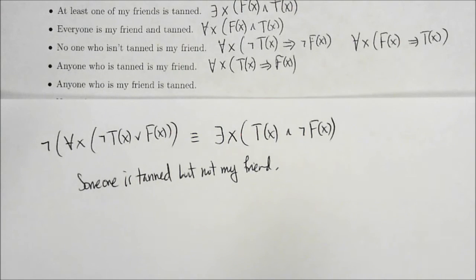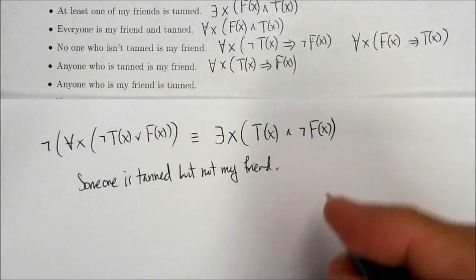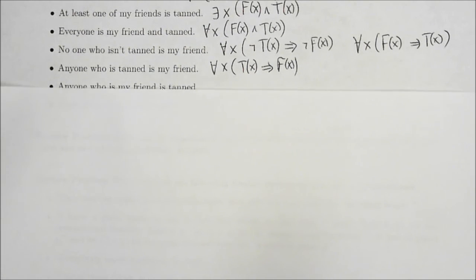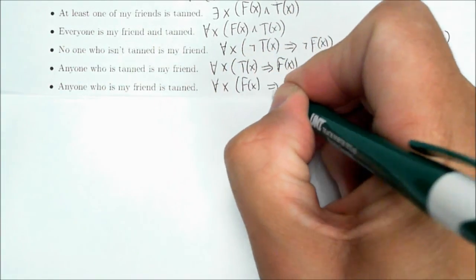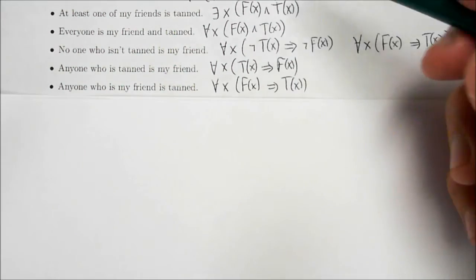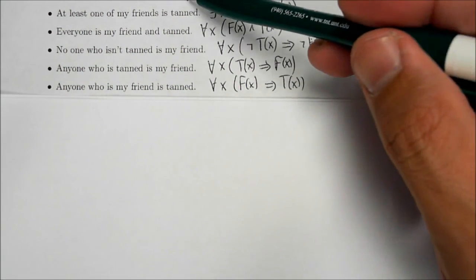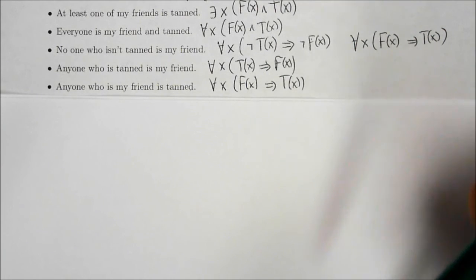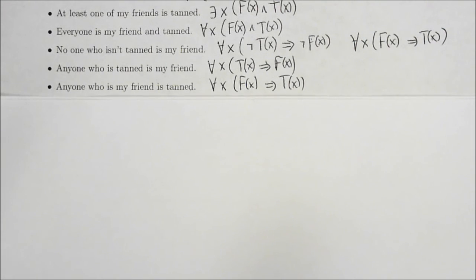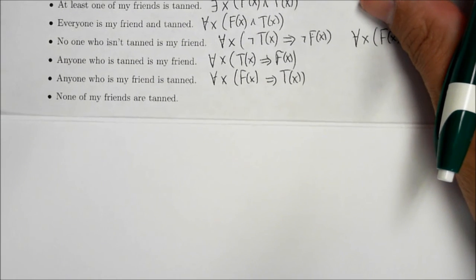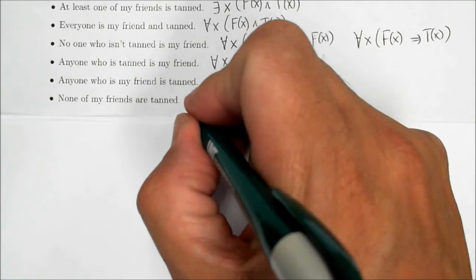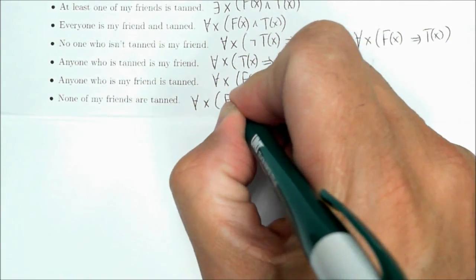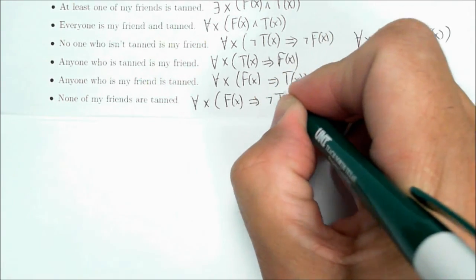Anyone who is my friend is tanned. So if somebody is my friend, then the person is tanned. And that matches what we've seen twice here. So that's the third time we've seen this example. For all x, f of x implies t of x. And so the negation of that would be what we saw earlier. None of my friends are tanned. So this would be for all x, if they're my friend, then they are not tanned.